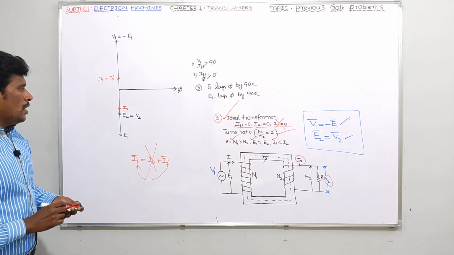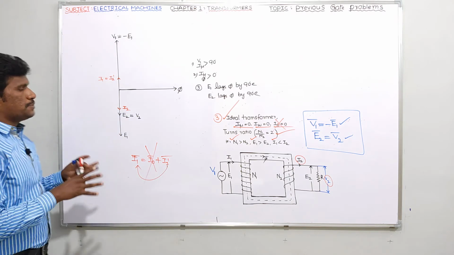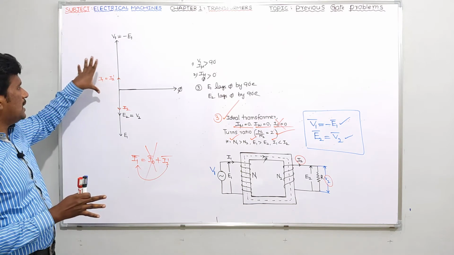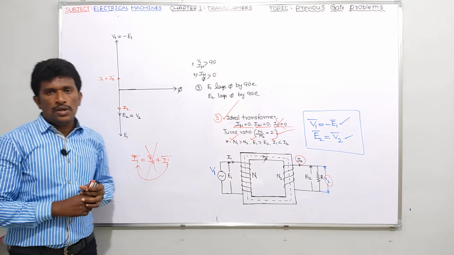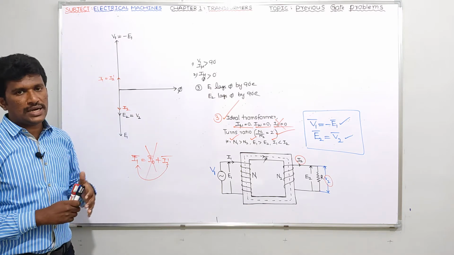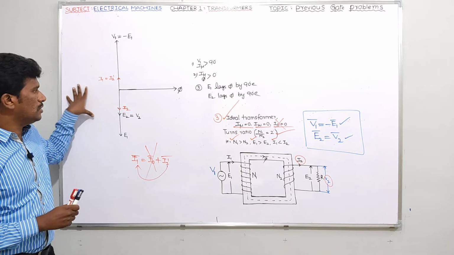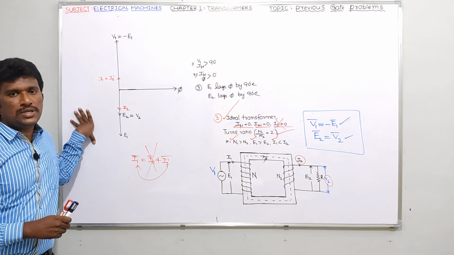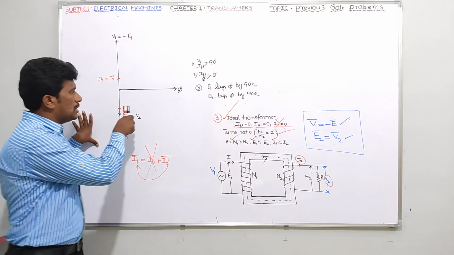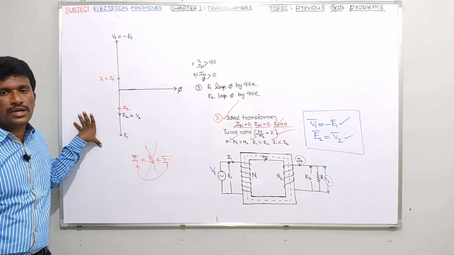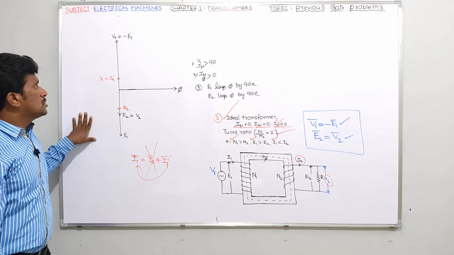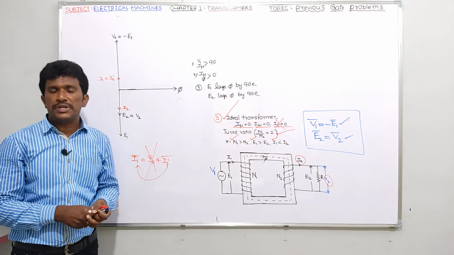Okay guys, now please try to see your options. Do you have any options containing this vector diagram? Among A, B, C, D, there is no option which contains exactly this vector diagram. That means please at least try to go for the option which is very nearer to this vector diagram. So please try to see option D.